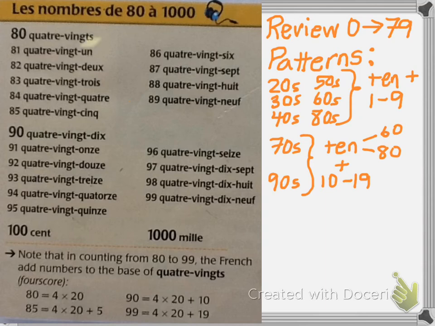Now notice one thing here. There's an S on 80 when there's not a number after it, but notice as soon as there's a number after it, the S is gone. So we only have the S on 80. The rest of the numbers don't have an S on them. If we want to count beyond 100, if we want to say 200, it would be 200.